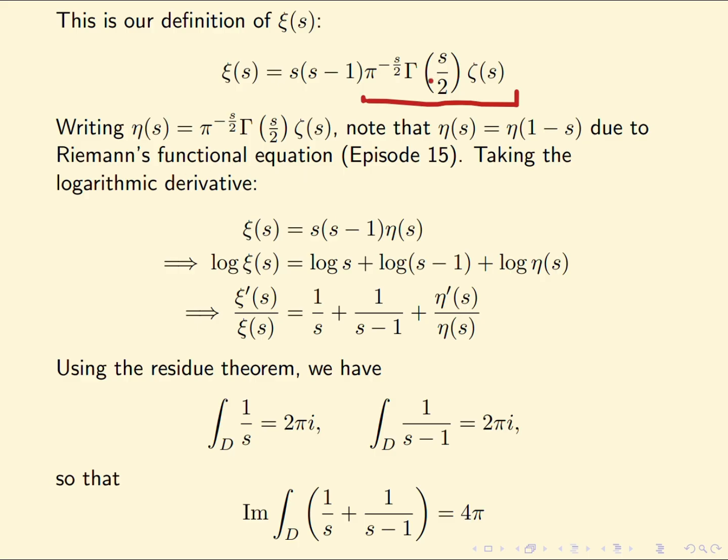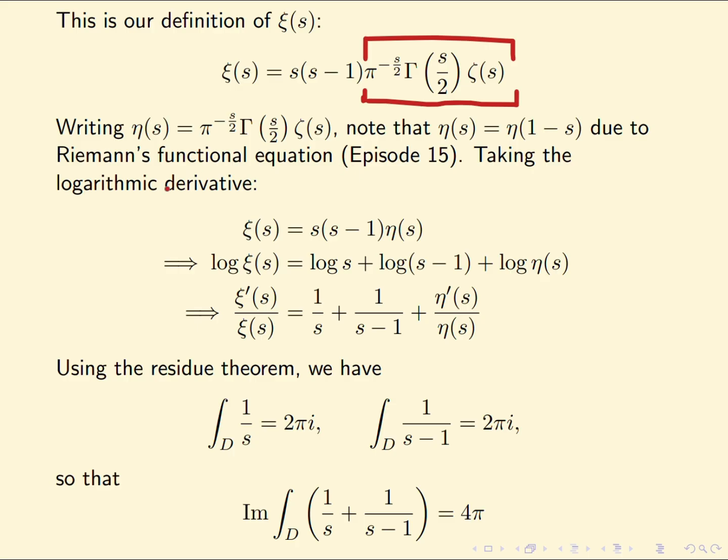So if you remember episode 15, the functional equation basically says that if you just take this part in red, and then you replace all the s's with 1 minus s, then it's equal to this original thing. So because that's true, eta of s must equal eta of 1 minus s.